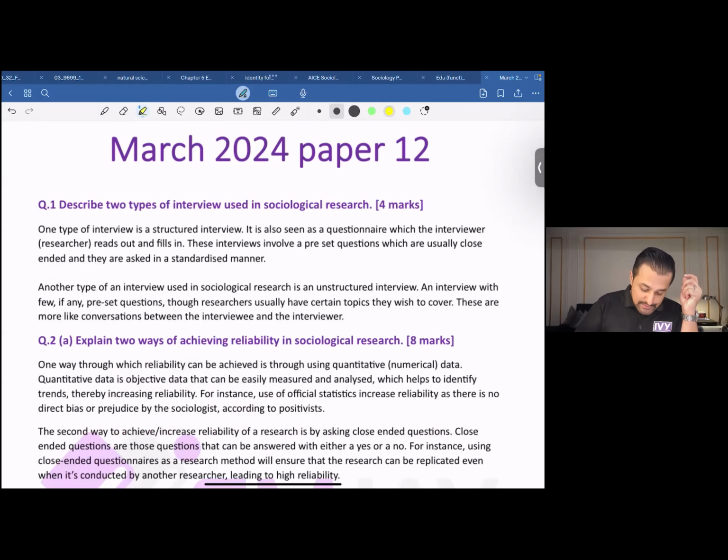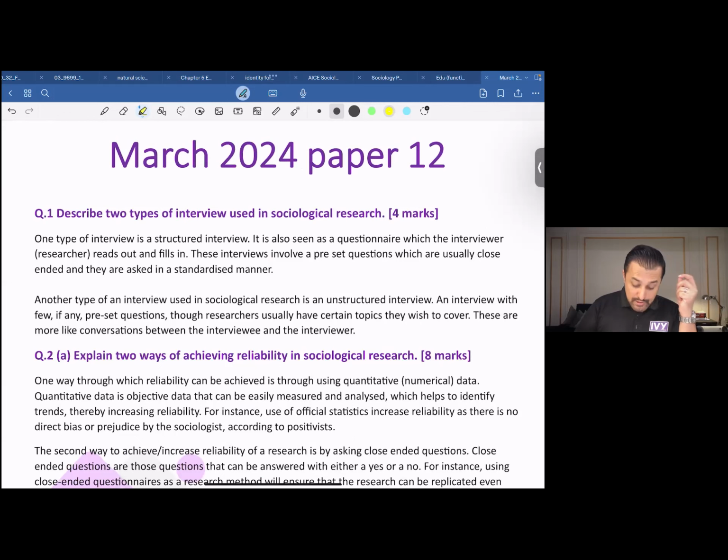Now, to read this, one type of interview is a structured interview. Okay, now many students, they'd ask, oh, sir, do we need to write an introduction? No, you're not supposed to write an introduction. Why is it that I'm discouraging you from writing an introduction over here? Because the question is simply asking you to describe two types of interviews, which is of 4 marks. In other words, you identify the first type and you develop it, you get 2 marks. You identify the second point and you develop it, you get another 2 marks, right?